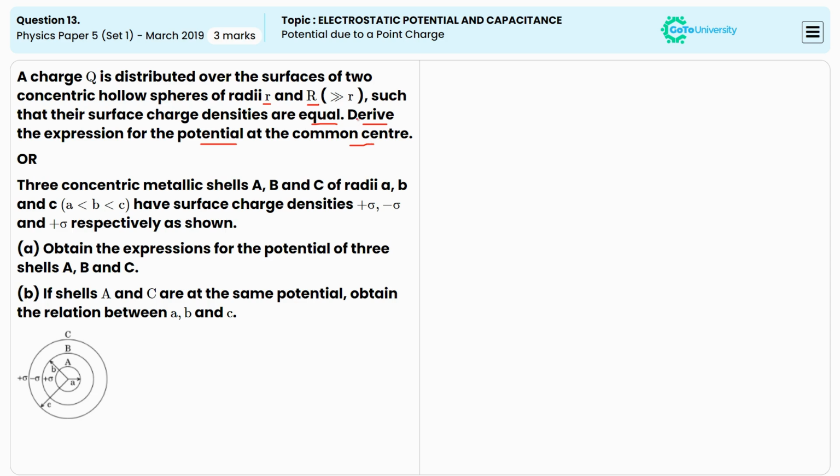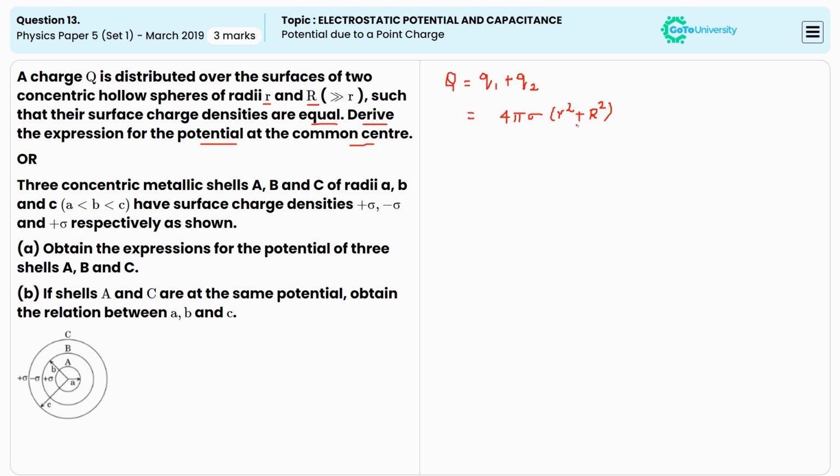Okay. Now, we are supposed to know here the first charge. The total charge Q is given by Q1 plus Q2, which is nothing but 4 pi sigma times (R1 square plus R2 square).